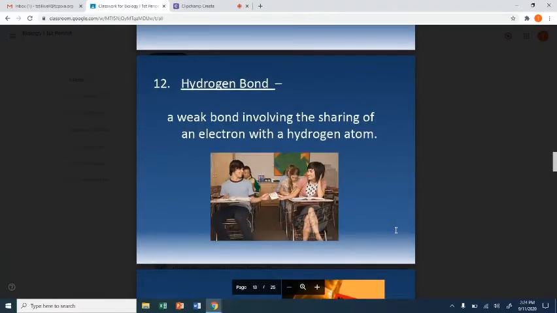Hydrogen bonds are weak bonds involving the sharing of an electron with a hydrogen atom. We're going to mainly talk about this in the form of DNA molecules being held together by hydrogen bonds. When there's a lot of them, then yeah, they're really strong, but individually they're weak. Hydrogen bonds are also what holds different molecules of water together.